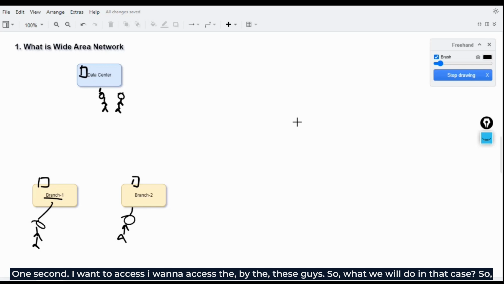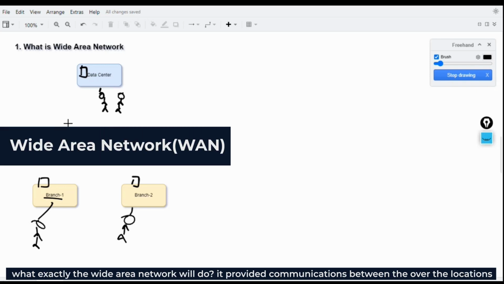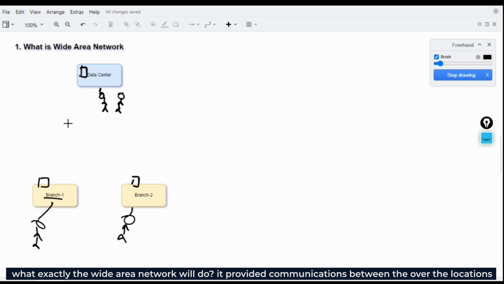So what will we do in that case? This is not a feasible solution, deploying the server at all the places. So for the resolution of this problem, we normally call it the wide area network. So what exactly will the wide area network do? It provides communications between the locations.